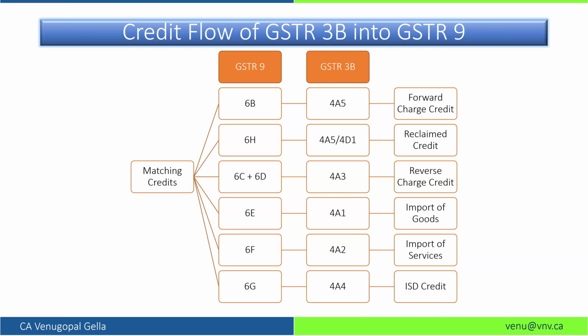If I have made any reporting mistake, that means I have imported the goods. Let's say I have imported the goods and instead of reporting in 4A1, erroneously I have reported in 4A5. What will I be doing in my GSTR 9? In GSTR 9, even though it is in 4A5, I will be reporting it in 6E and I will not report it in 6B. Clear on this?